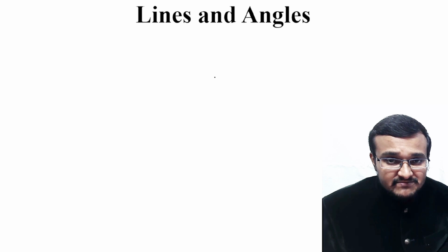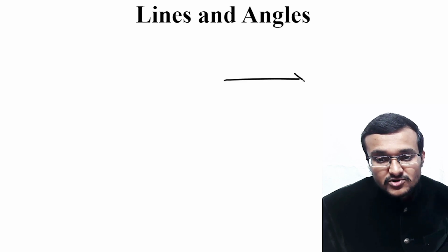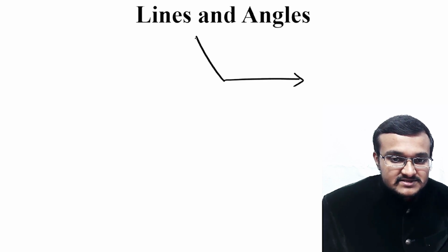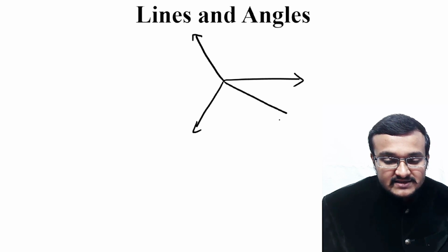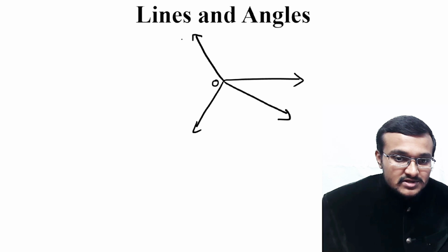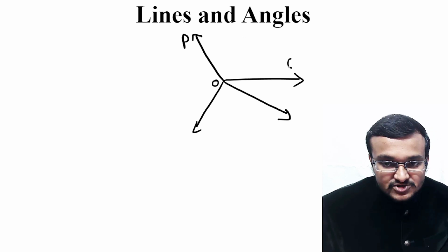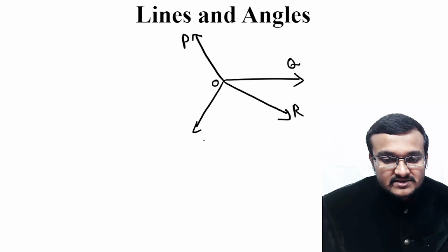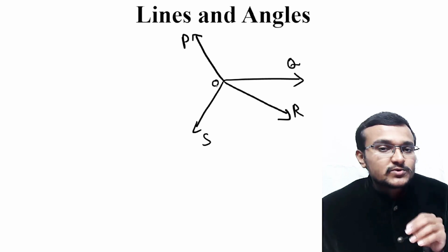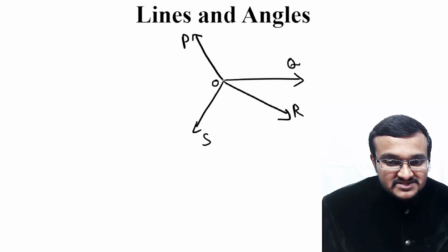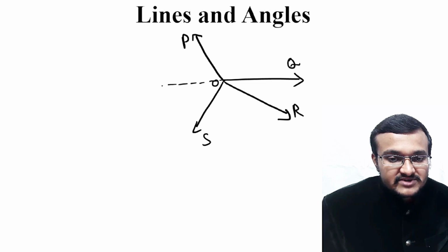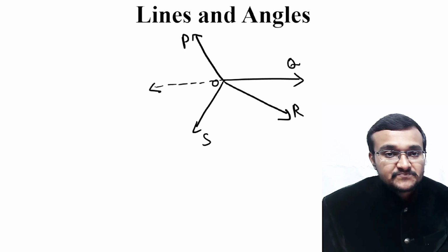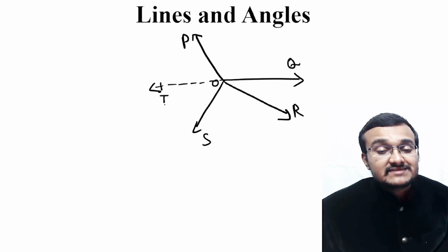Now the same diagram I'll draw one more time. So we had something like this, four rays like this. This is O, this is P, this is Q, this is R, this is S. Now what you can do is extend this OQ ray on the other side like this in such a way that we get a straight line, and you can name this as T.